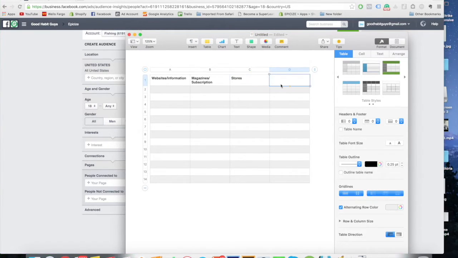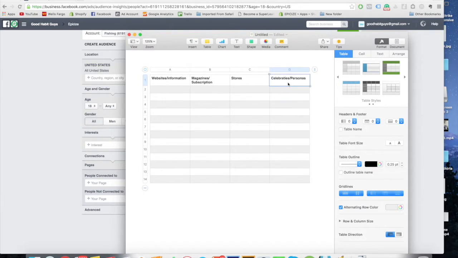Now the fourth category is celebrities, personas. What do I mean by that? Basically any known figure in the industry, any known personality, like Gordon Ramsay in the cooking niche, like Lady Gaga in the music industry, like Eric Clapton in the rock industry. Anybody that is really known in the specific niche.